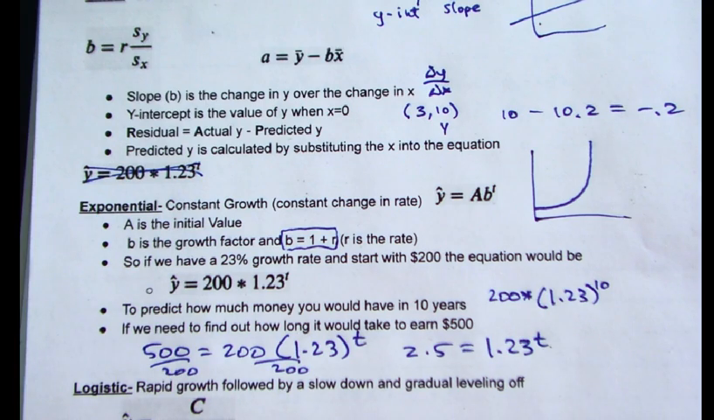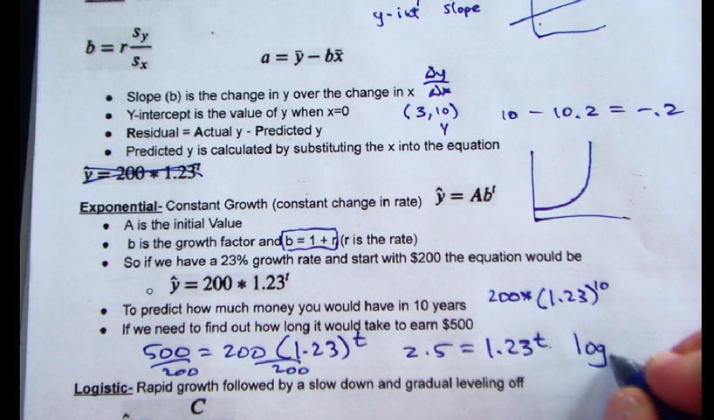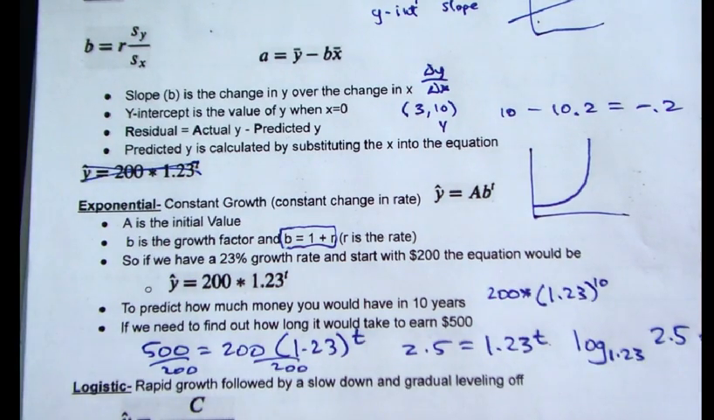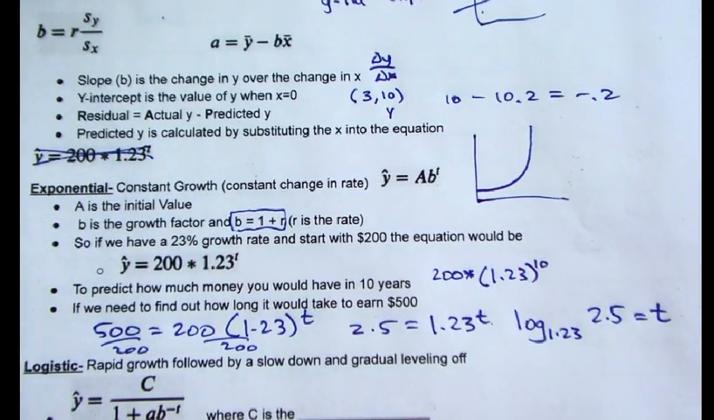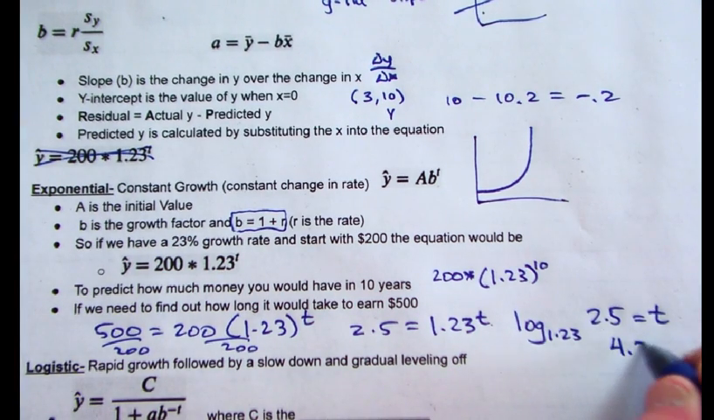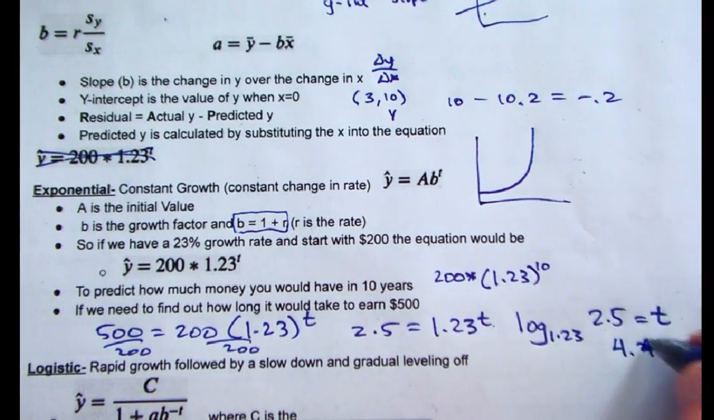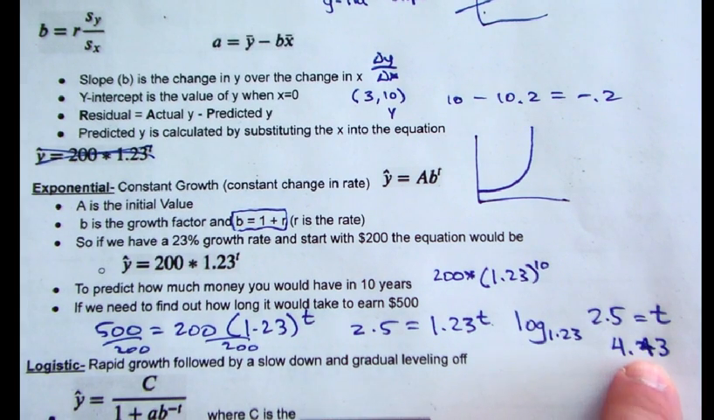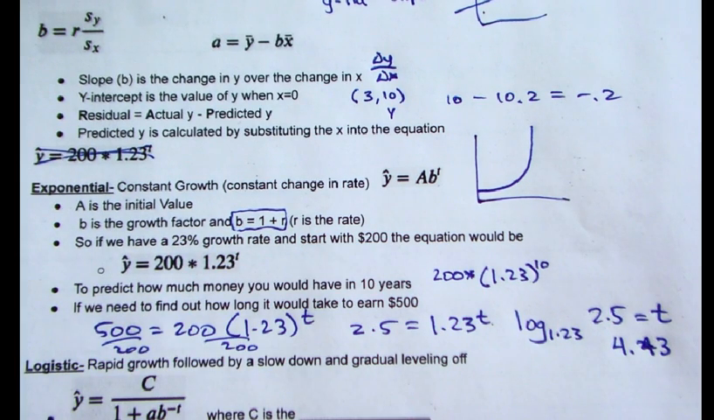Then I'm going to need my calculator or some sort. I'm going to take log base 1.23 of 2.5, and that's going to be t. Now it turns out, go check that, it was 4.43, I think. 4.43. And then if I want to check it, I can just take that 4.43, plug it back in for t, and see that that equals 500.